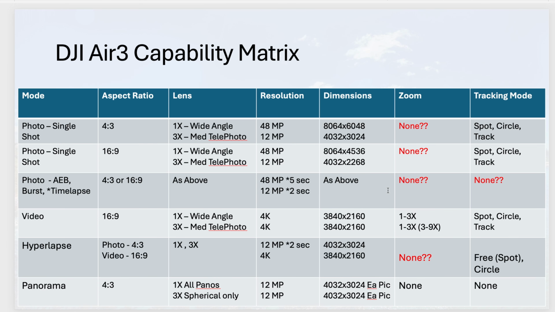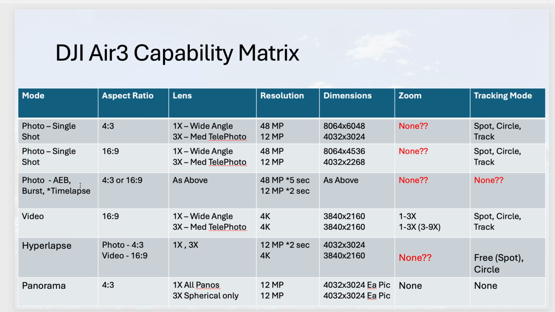Okay, so as far as the capabilities, what it has and does not have, go over here to this table, which is a little bigger. And we look at the photo, the single shot. It has the 4:3 or the 16:9. You can either pick a 1 or 3 by, the wide angle or medium telephoto, and you can pick 48 or 12 meg. But it has no zoom capability, which I found odd because the video does. Now it does have intelligent flight mode capabilities such as spot, track, and circle for both 4:3 and 16:9.